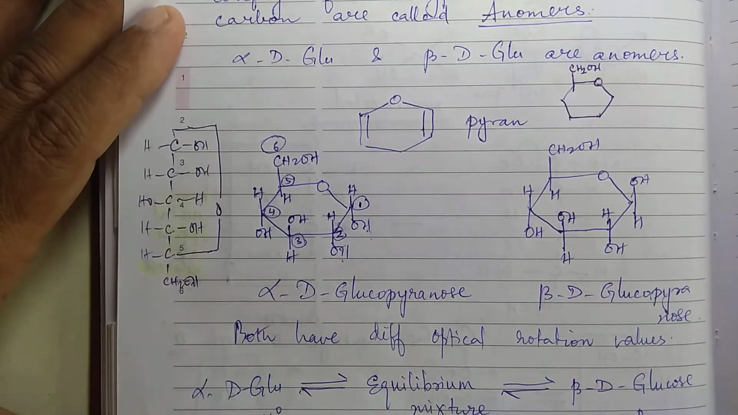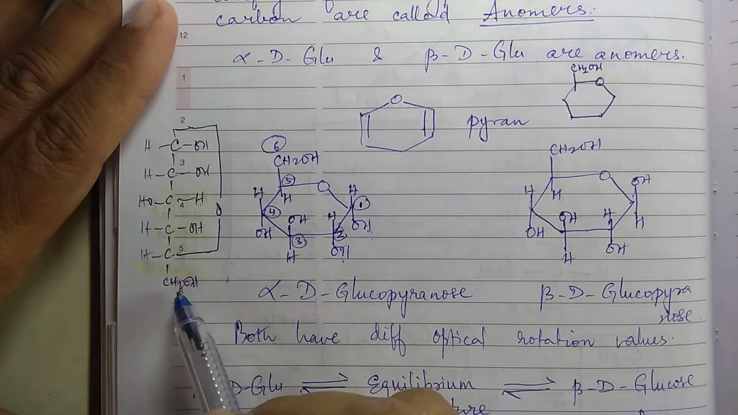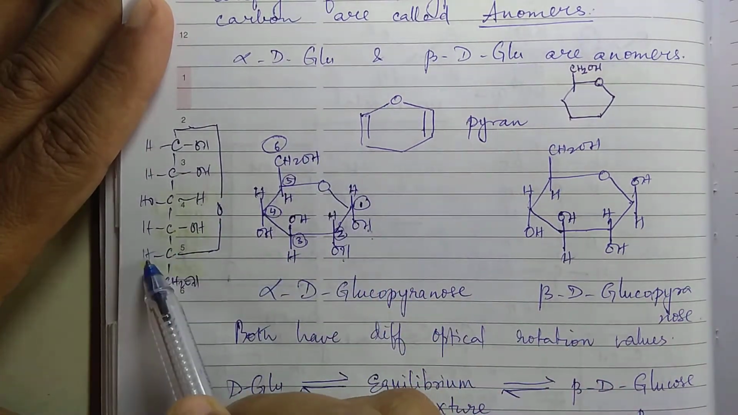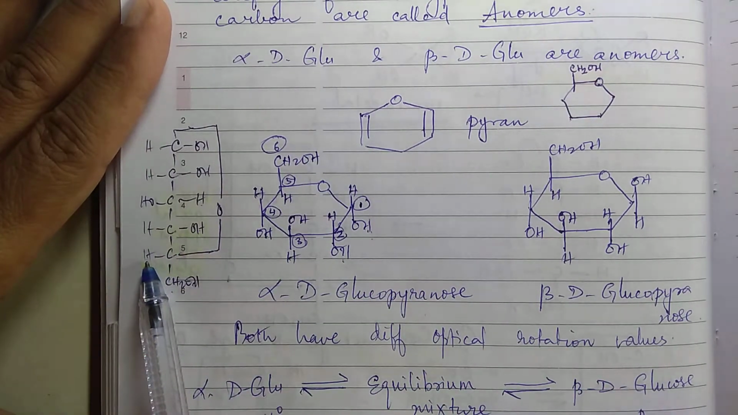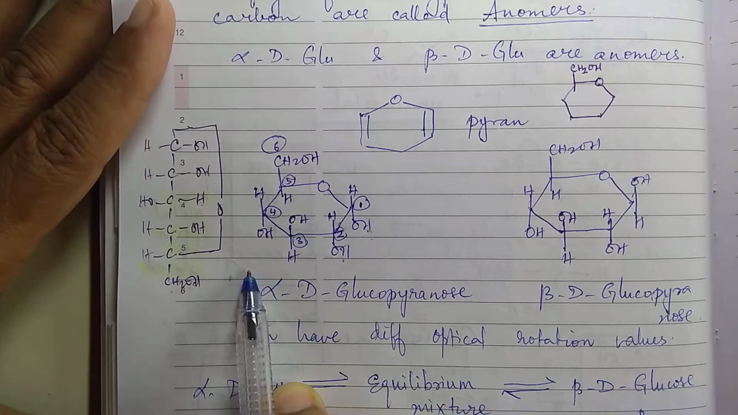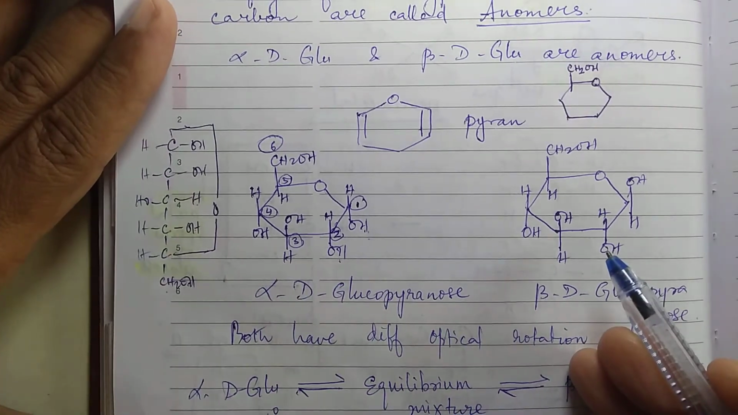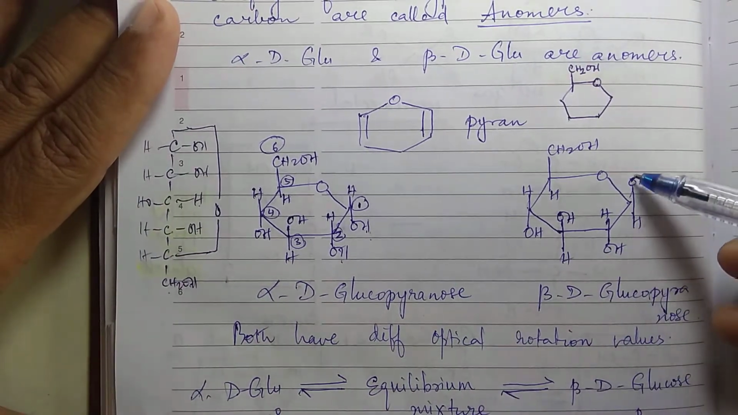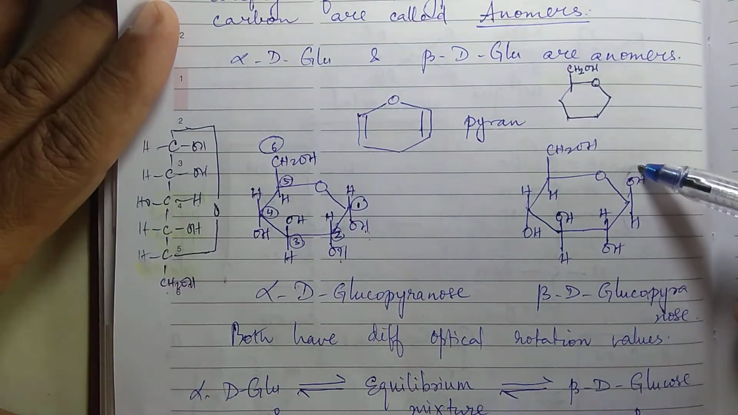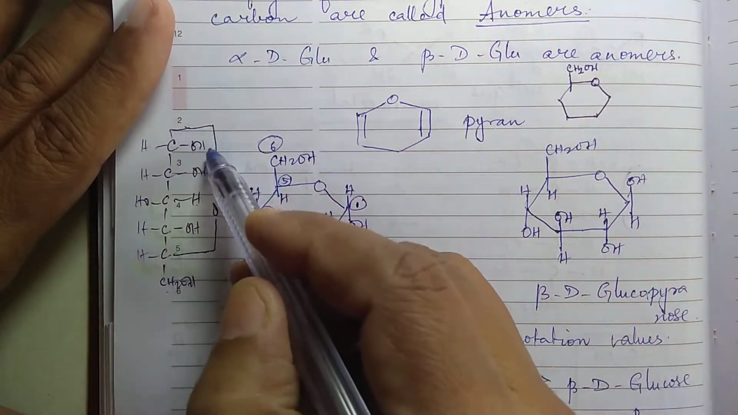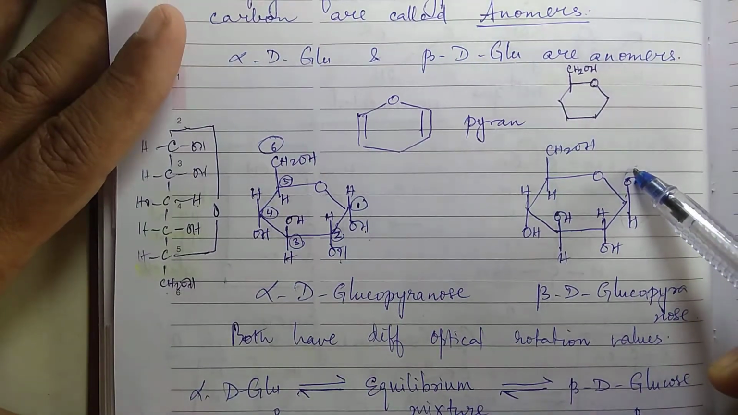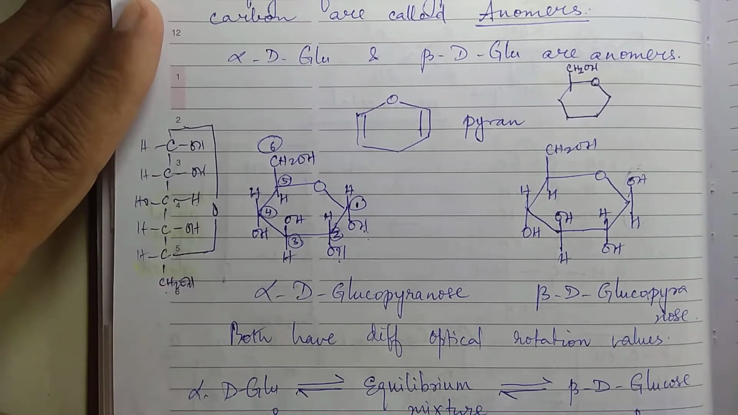And then this CH2OH is above the plane, and hydrogen below the plane. Is that clear? So this is the pyranose form of glucose. Now if you take beta D glucose, only this will change. See, here it is H OH and here it is OH H. Except this, nothing else changes, is it not? So only this configuration will differ in beta D glucose.